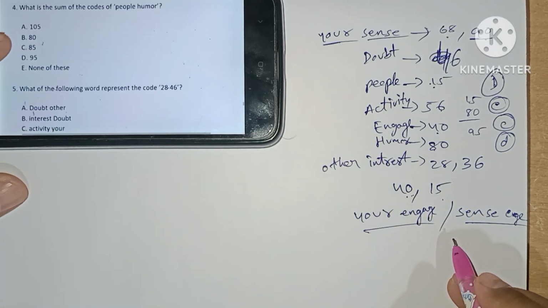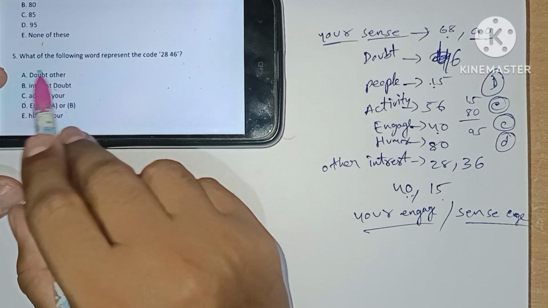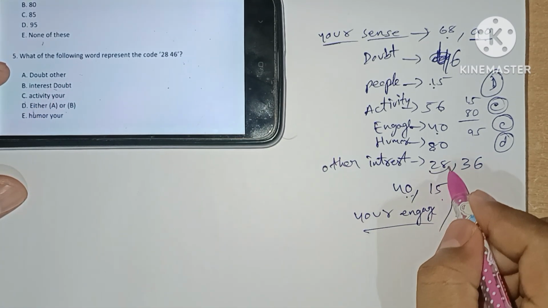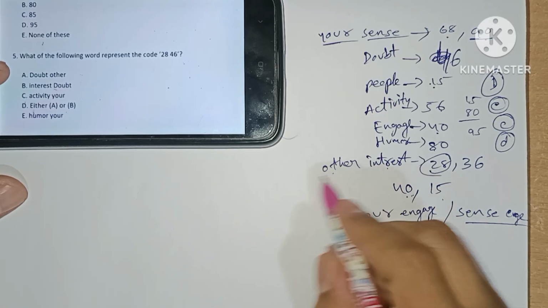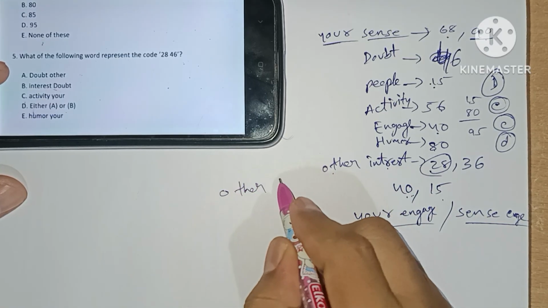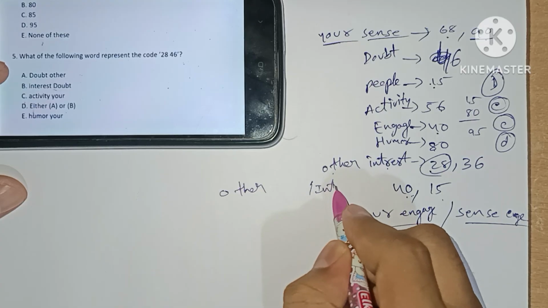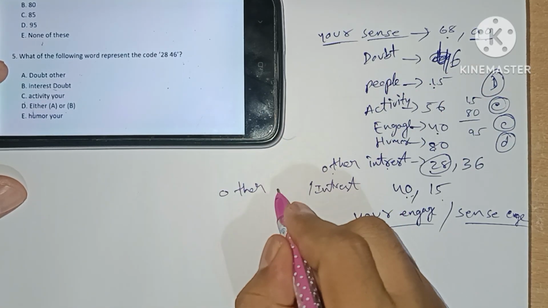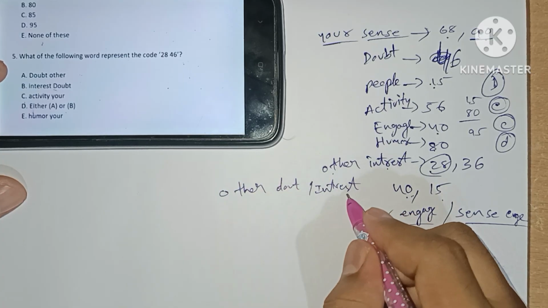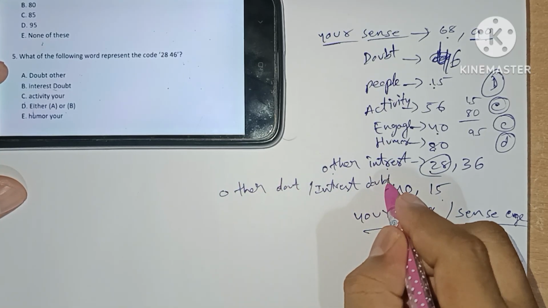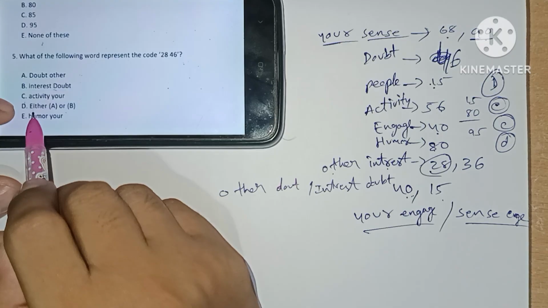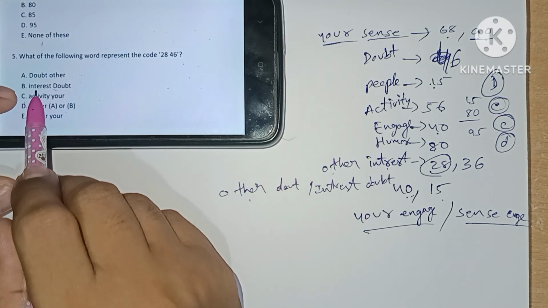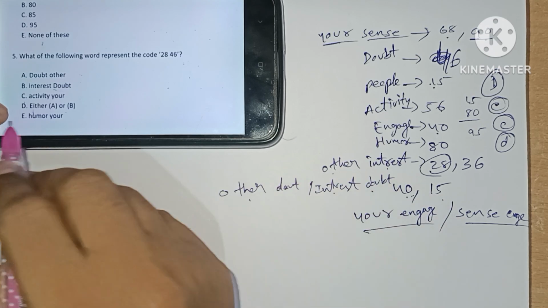Next, fifth question, which of the following words represents the code for 2846? 28 must be "other" or "interest", and 46 will be "doubt". So "other doubt" or "interest doubt" is the answer for us. We have either A or B, meaning "doubt other", yes it is, and "interest doubt", it is. So the answer will be option D.